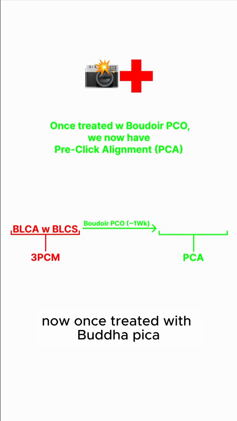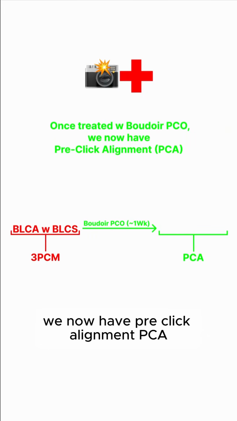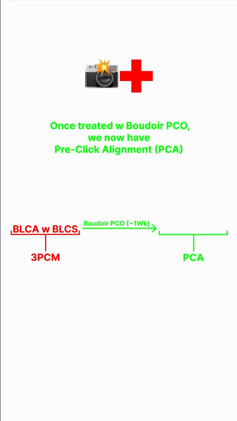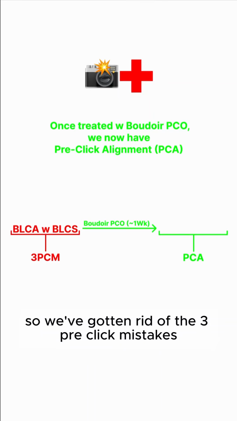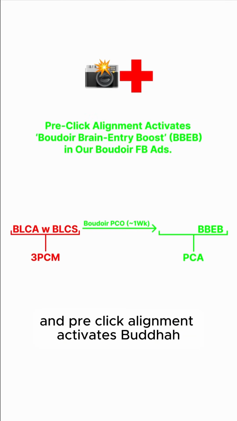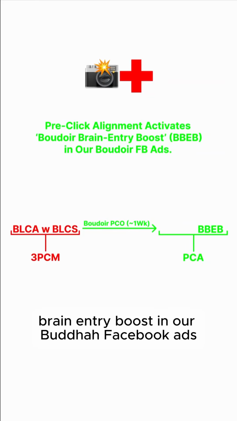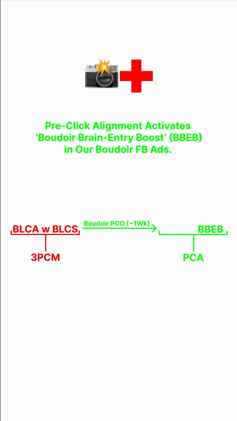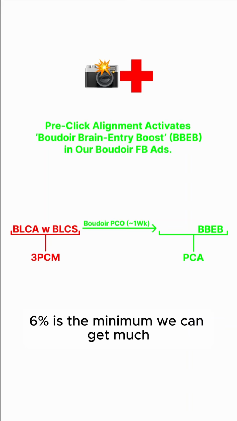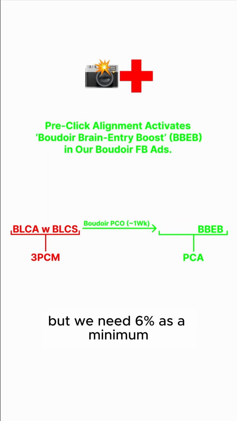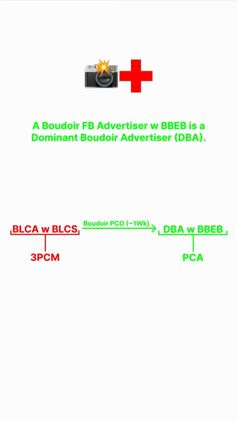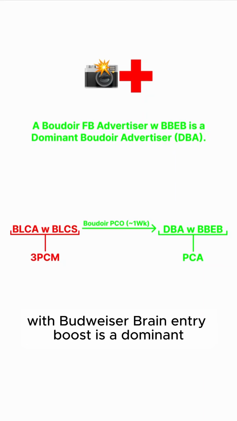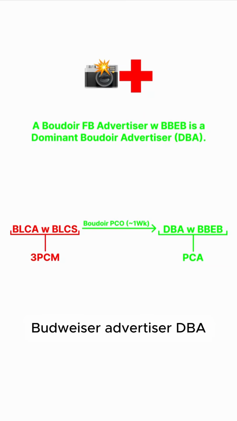Now, once treated with boudoir Pico, we now have pre-click alignment, PCA. So we've gotten rid of the 3 pre-click mistakes. We now have pre-click alignment, and pre-click alignment activates boudoir brain entry boost in our boudoir Facebook ads. Basically, we got our unique CTR above 6%. That's where we need to be, that's literally the minimum. We can get higher than that, but we need 6% as a minimum. And a boudoir Facebook advertiser with boudoir brain entry boost is a dominant boudoir advertiser, DBA.